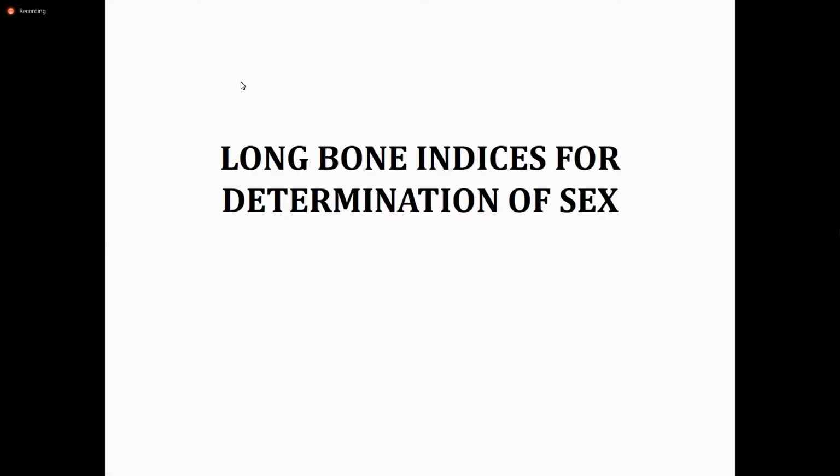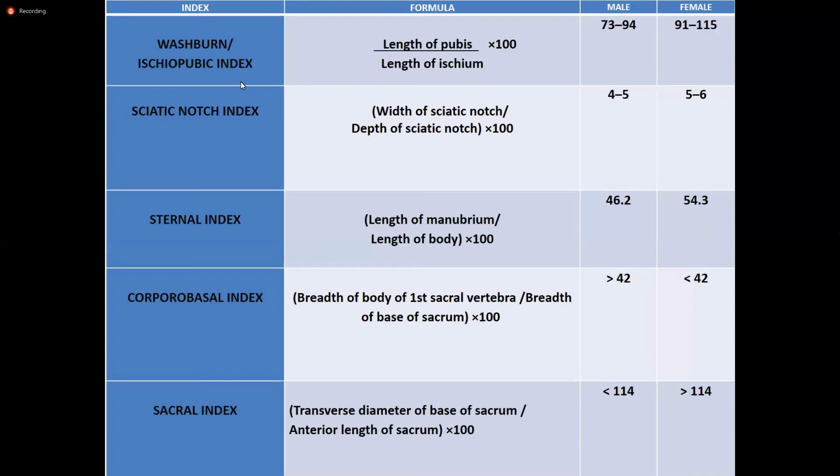Then long bone indices for determination of sex. Okay, this is also very easy. It is given to you in a tabulated form, so at the time you can very easily memorize and remember it. The one thing is the ischiopubic index. This is a very important index, and it is also known by the name of Washburn index. So sometimes in the MCQ you get confused. We give you the name Washburn and you say, okay, we have only learned ischiopubic. So this is one and the same. The Washburn and the ischiopubic index are one and the same.